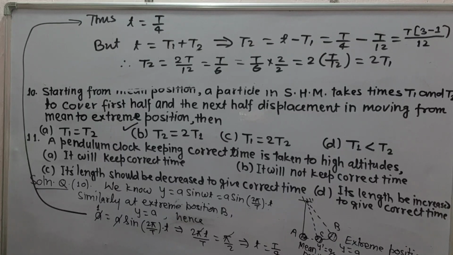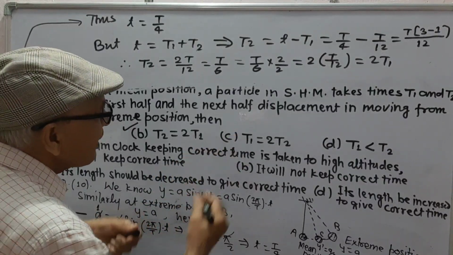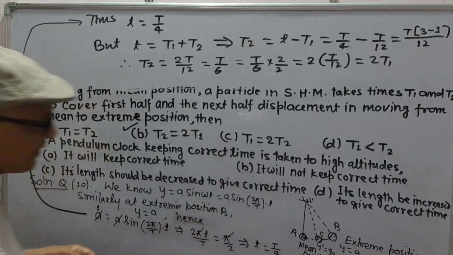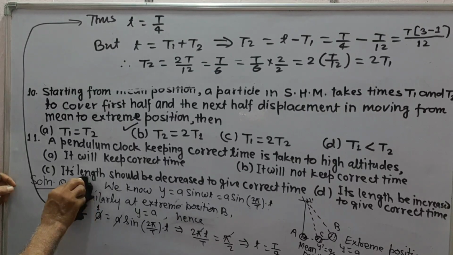Next question number 11. A pendulum clock keeping correct time is taken to high altitudes. These are the options: it will keep correct time, it will not keep correct time, its length should be decreased to give correct time, its length should be increased to give correct time. These are the options.